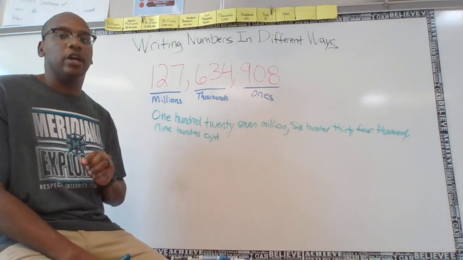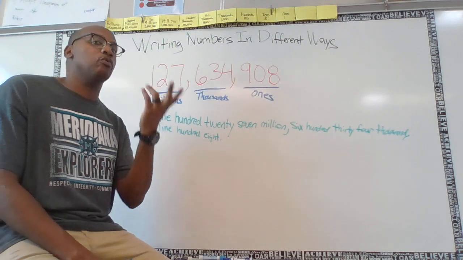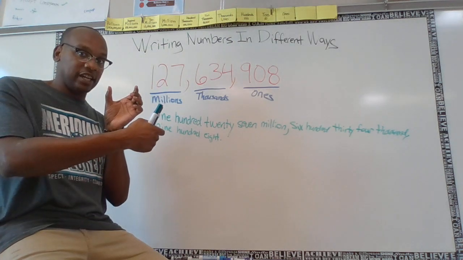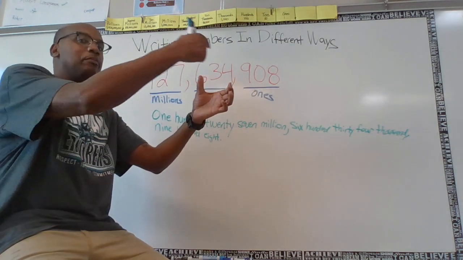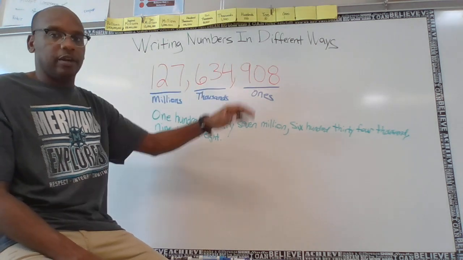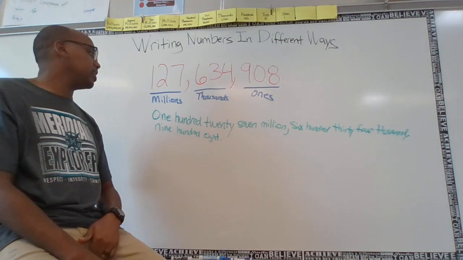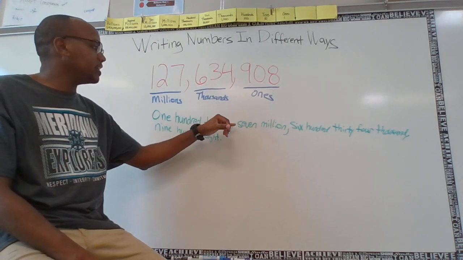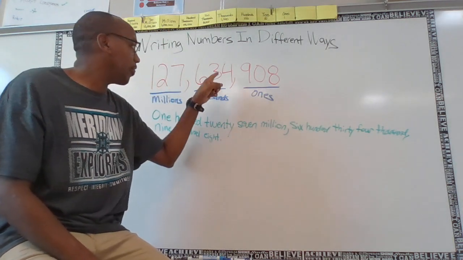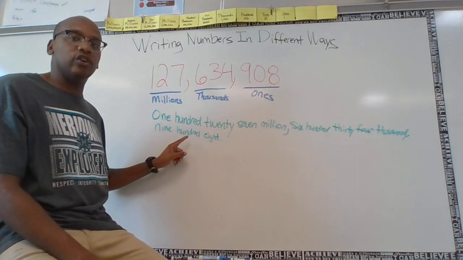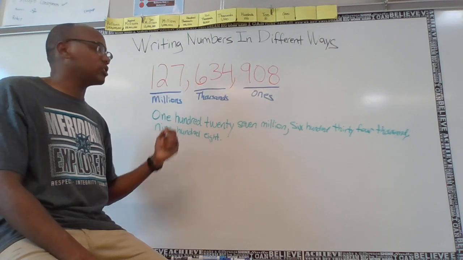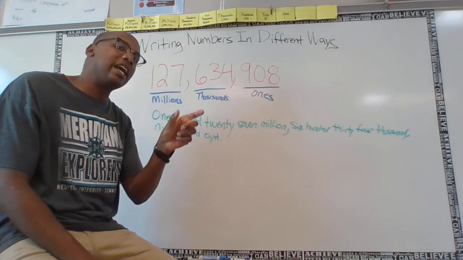I want you to remember that in written form, it sounds just like you would pronounce it. You would say the entire number, then the period that it's in, then the next entire number, then the period that it's in, going from the left, which is the biggest place value spot, all the way to the right. So if you look at the word form here, this is 127,634,908.